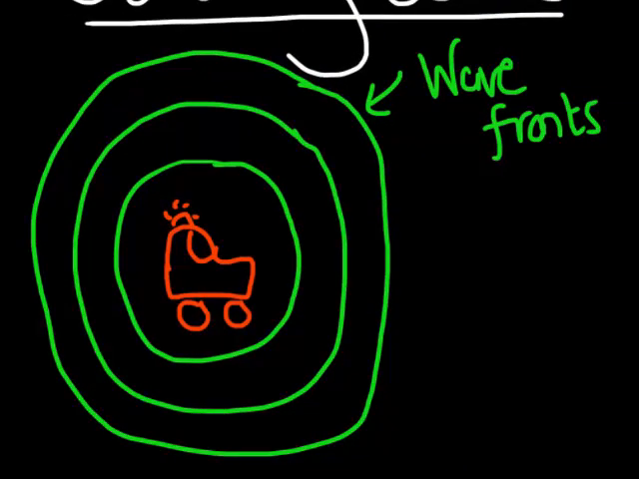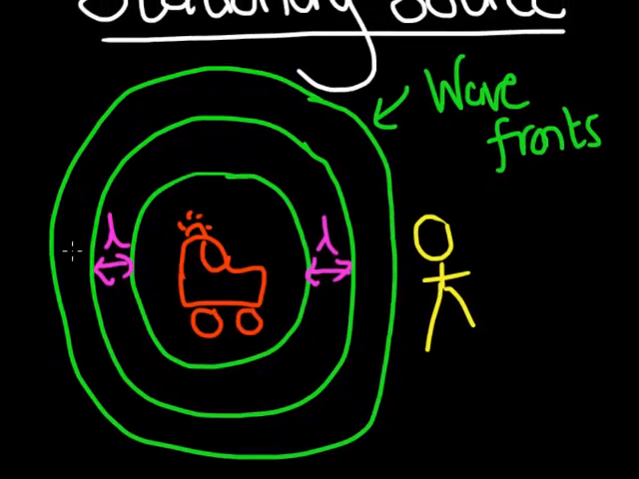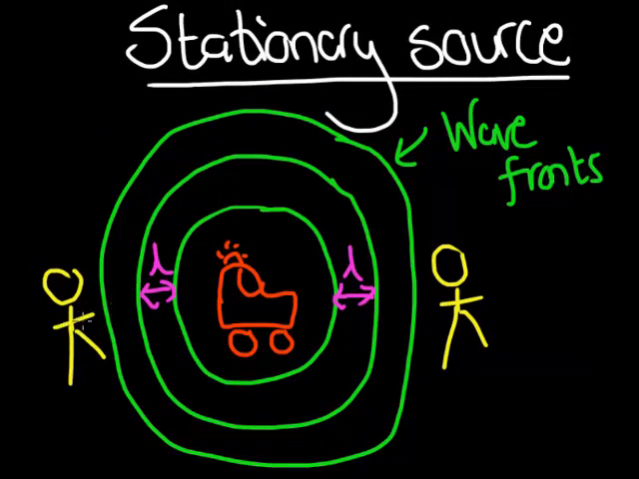Now as said, if this object is stationary, then you would take note that the wavelength, indicated by the distance between two wave fronts, stays the same on either side. So my wavelength in the front is the same as that of the back, and therefore wherever you are standing, whether in front of this source or at the back of the source, you would still hear the sound at the same note. That means in this case the same frequency, independent of whether you are in the front or the back.